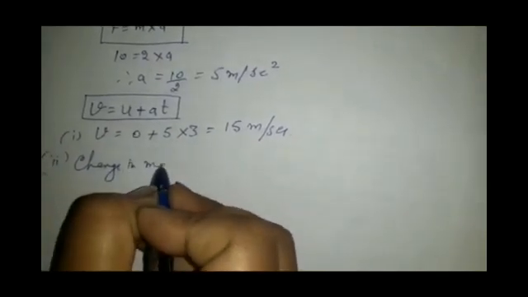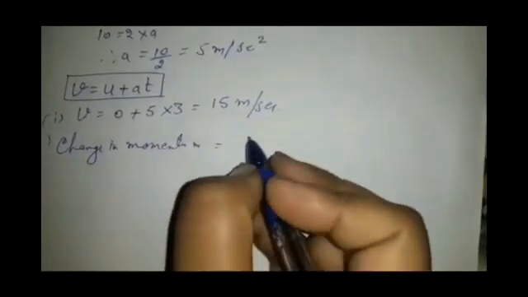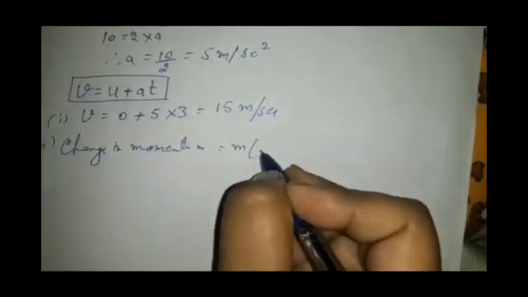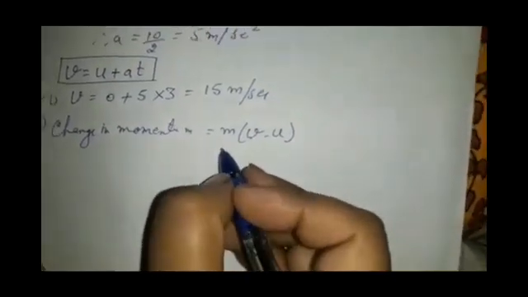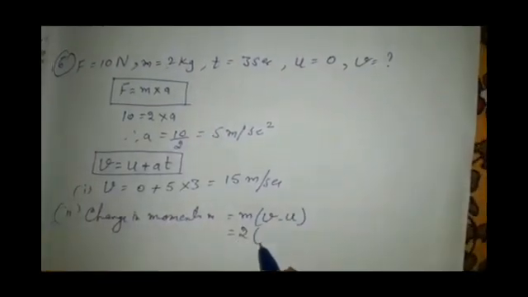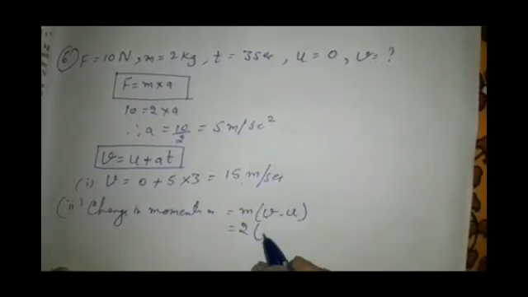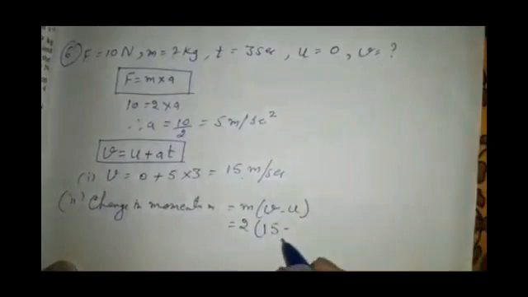Change in momentum. See, it is given by m into (v minus u). That is final velocity minus initial velocity. Now put the value. Value of mass, it is given over here, 2 kg. This final velocity we just now found, minus u. We know it is 0.